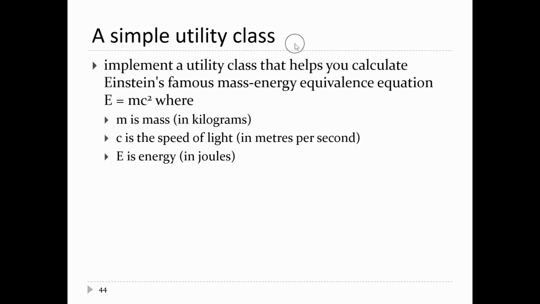Okay, so how do you make one of these utility classes? Well, it's really easy. It should be very easy for most of you at this point. You just make a class and everything's static. A little example: we're going to make a utility class and calculate Einstein's famous E equals mc squared equation. In this equation, m is the mass in kilograms, c is the speed of light in meters per second, and E is the amount of energy that's equivalent to that amount of mass.